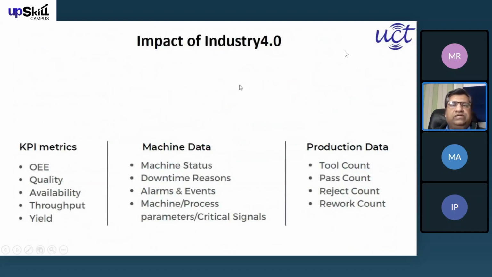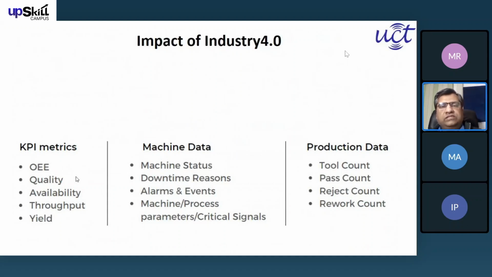And the impact of Industry 4.0, we have different kinds of KPIs that we have to maintain, and we have to make sure that we get the maximal efficiency output by using the different practices defined by Industry 4.0. And we have different kinds of machine data and production data, and we can visualize all these things in a single dashboard, and we can take intelligent decisions.